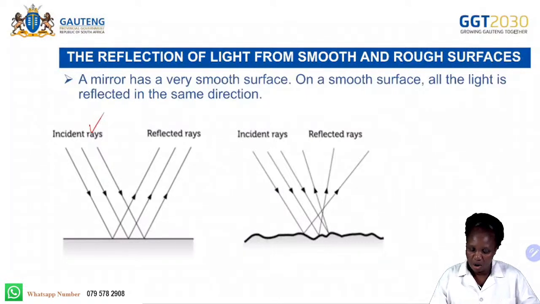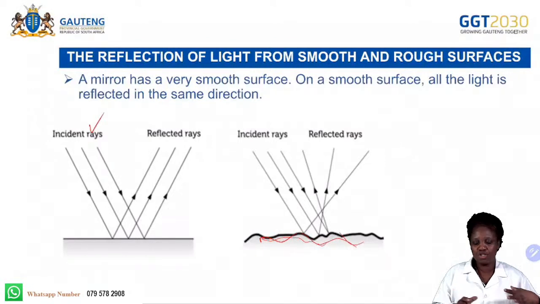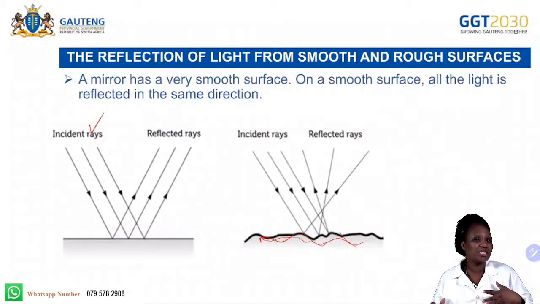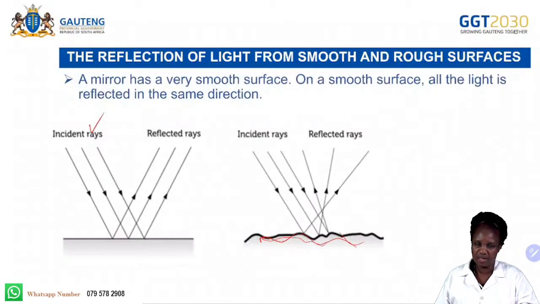And then here, on a very rough surface, what's going to happen? The incident rays come in, but the light will be scattered. All right? It will not have uniformity. It will be scattered, because the surface is very rough. Are we together? Good.